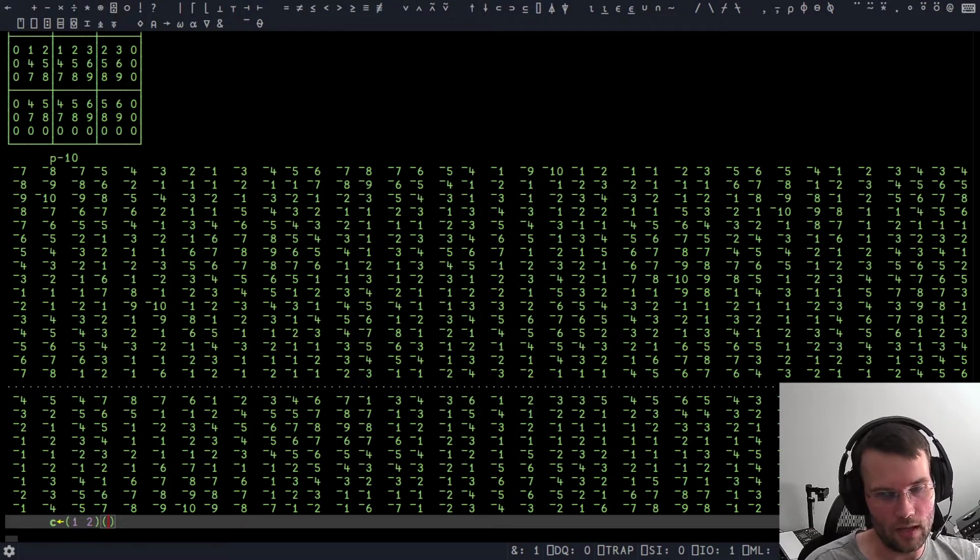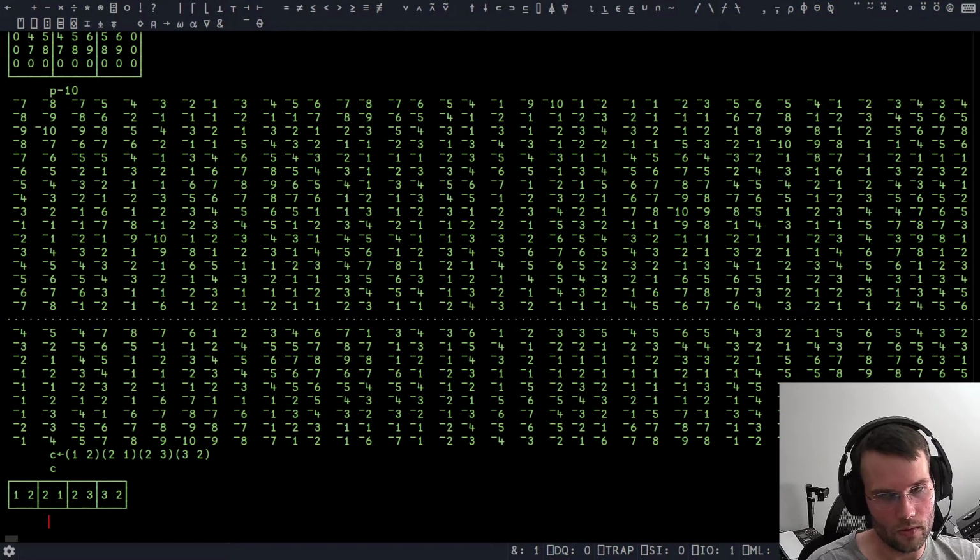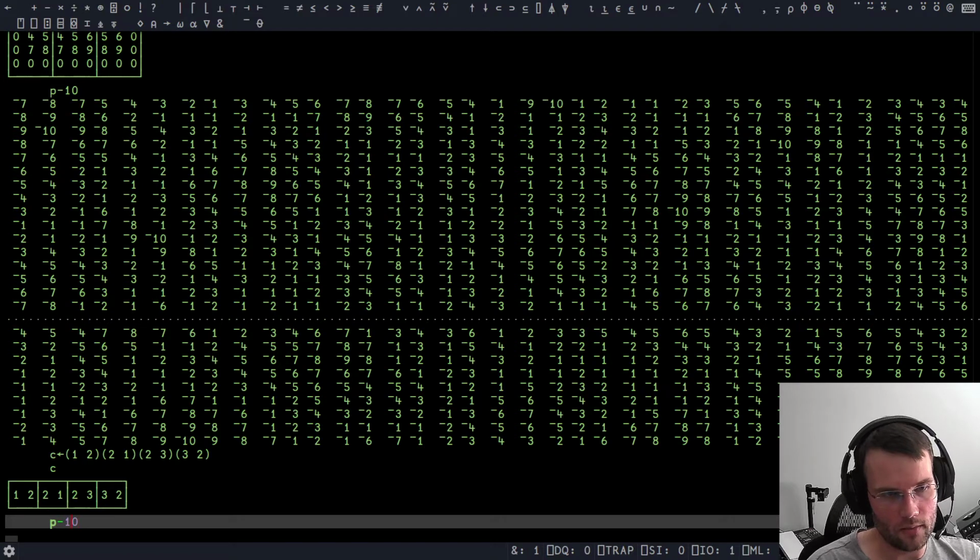If we think about the leftmost element, that's going to have 2, 1. The rightmost element is going to have 2, 3. And the bottommost element is going to have 3, 2. So those are our coordinates. Okay, so we have p minus 10. This is our massaged input.